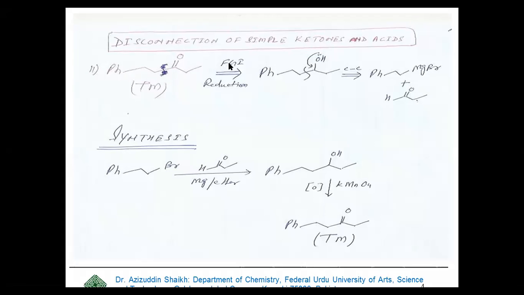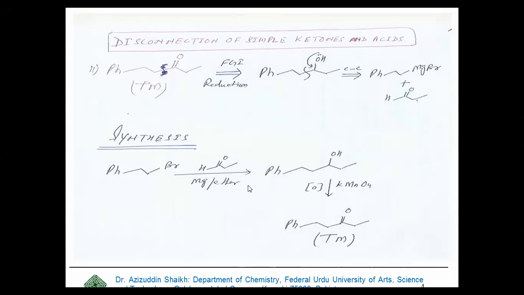The ketone by FGI reduction is converted into alcohol. In the same manner, first you will convert carbonyl into alcohol, then you will apply the same methods which you have applied before on alcohol. So first, by FGI reduction, carbonyl is converted into alcohol, then the alcohol will be disconnected by alkyl magnesium halide and carbonyl compound. In the synthesis, this is alkyl halide.